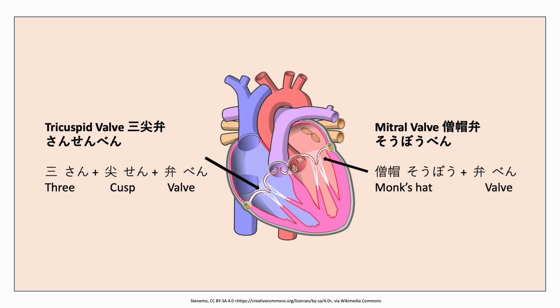The valve between the left atrium and ventricle is called the mitral valve, which in Japanese is soboben. Breaking it down, we first have the kanji sobo, which means monk's hat. This kanji is used as the valve is shaped like a monk's hat. So sobo is then followed by the kanji ben for valve, together making monk's hat valve or soboben, which is the mitral valve. So remembering the mitral valve as the monk hat shaped valve will help you recall soboben.